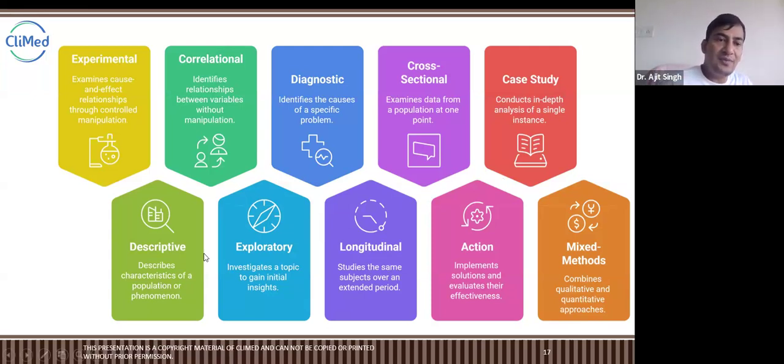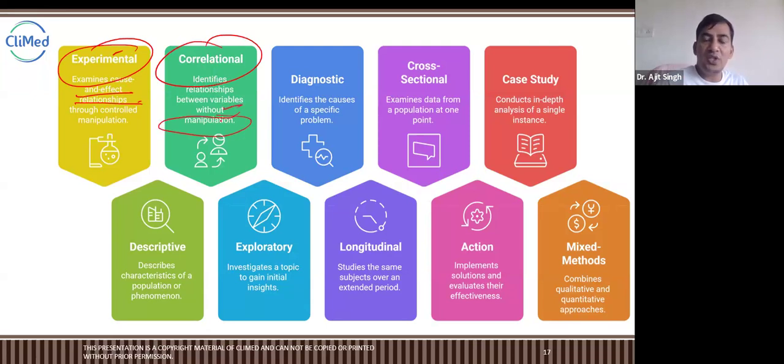So descriptive, and experimental is interventional, right? Experimental means the interventional studies, examining the cause and effect relationship. So causal relationship is assessed by experimental studies. Then correlational studies are there. These identify the relationship between variables without manipulation. So they only check correlation, not causation. Okay.